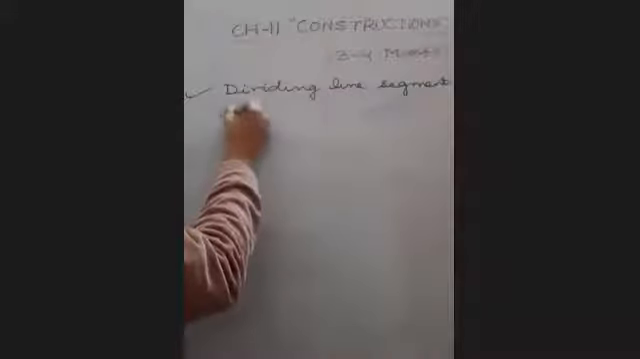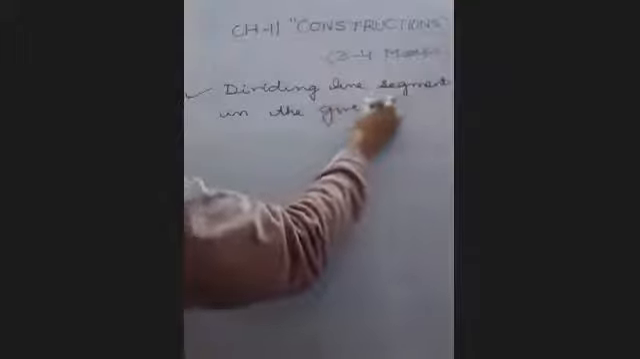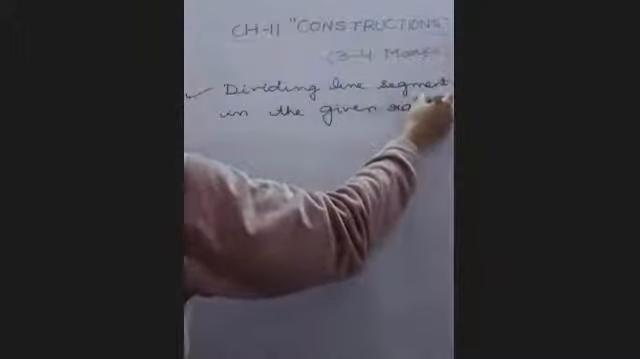The heading is dividing a line segment in the given ratio. This is the first kind of construction we have to do, beta. All right.